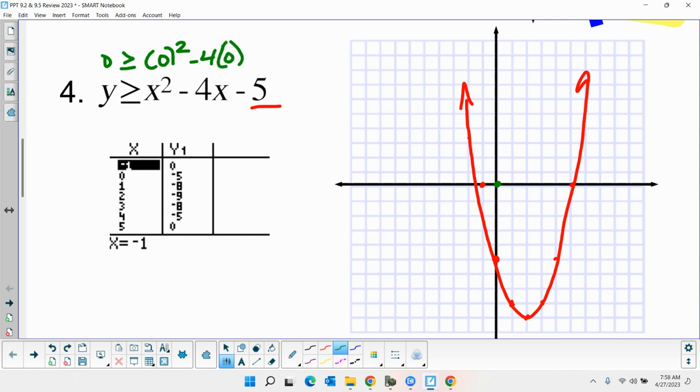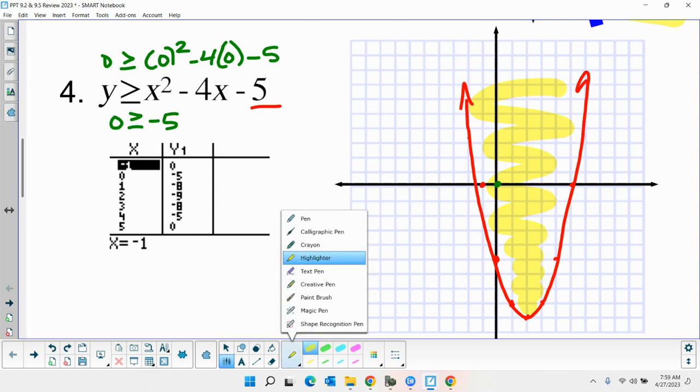Man, this thing's jumping around on me. I get 0 is greater than or equal to -5. Is that true or false? That's true, right? So the 0, 0 is on the inside of my parabola, and it worked. That means I'm going to shade that inside area. Okay. Questions? Simple, right? The calculator will do it for you. You just got to figure out where to shade and make sure you're checking for solid or dashed lines.